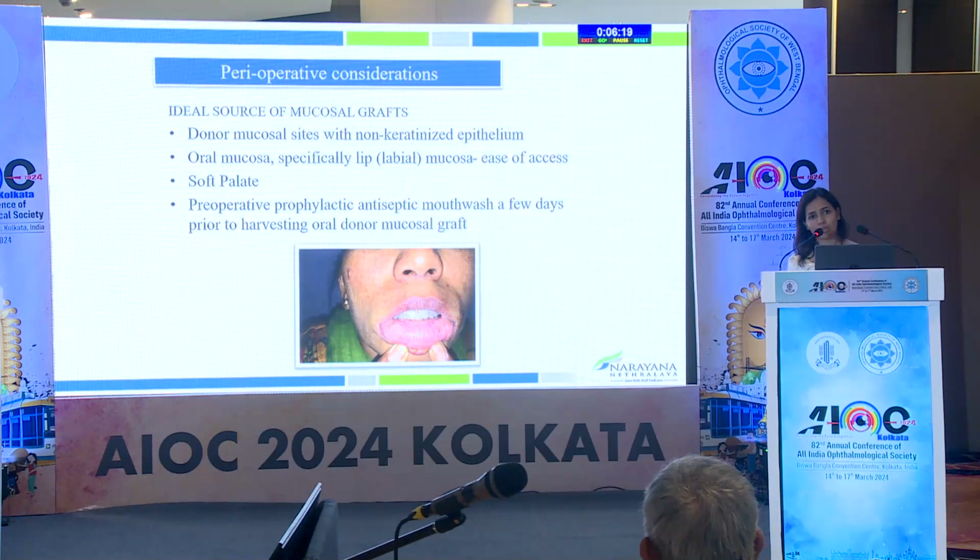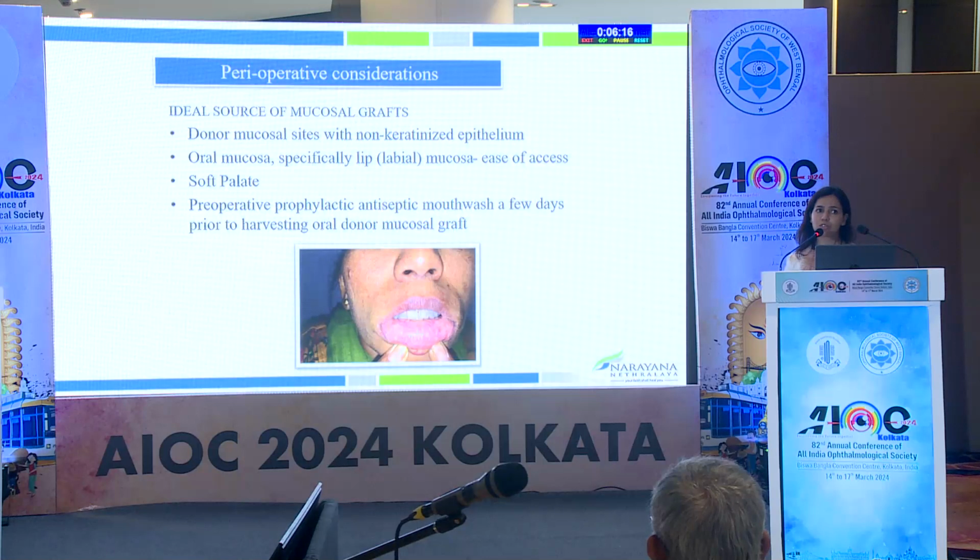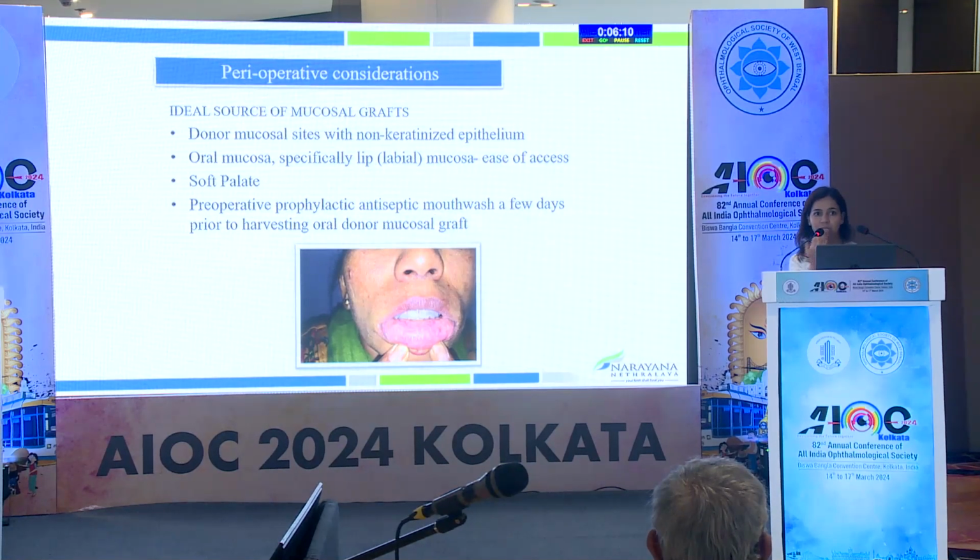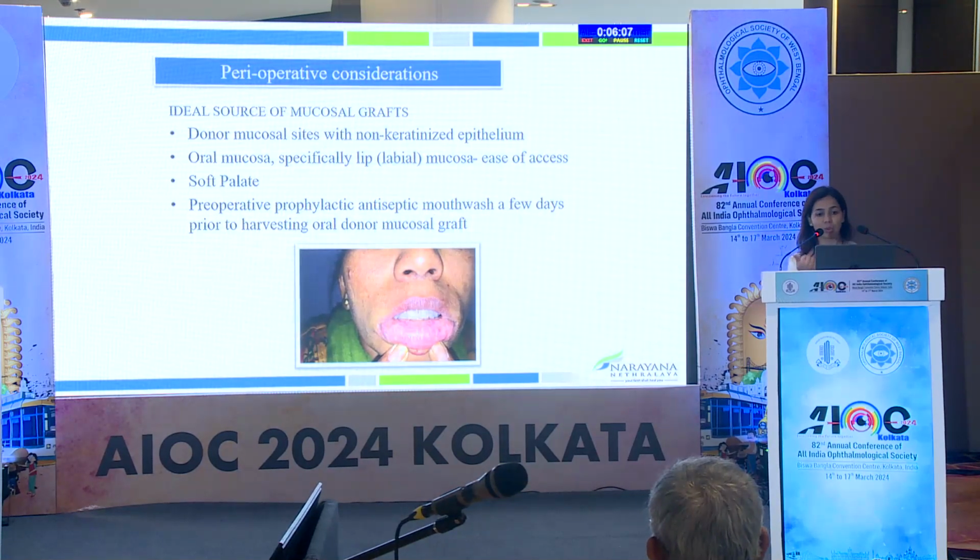What is the ideal source of our mucosal grafts? We want to take any site which has a non-keratinized epithelium, and the most common site that we take it is the labial mucosa, and the most common among that is the lower lip, because we have ease of access and there's a lot of tissue which we can take very well. And even if you take a large graft which requires for like 4 lids, you would still manage to close that area without causing any scarring or distortion of the lip anatomy, because even in spite of all their problems, many of them are still very concerned about cosmesis.